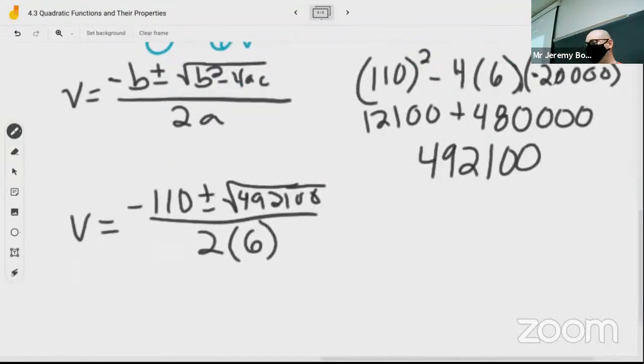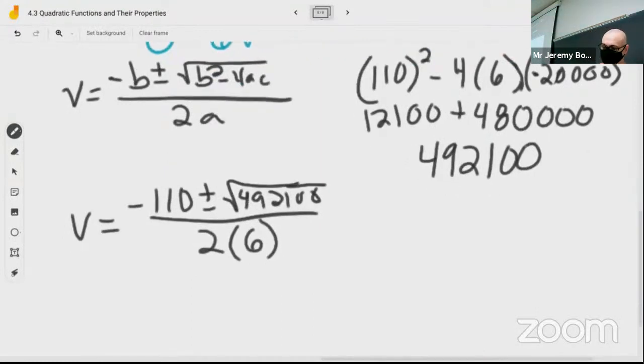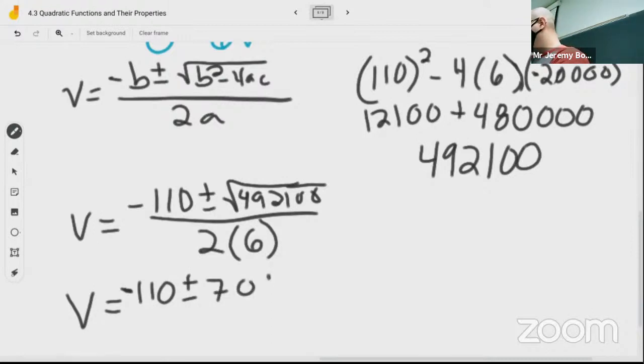Since we're not looking for an exact answer, we want to find out the speed. We don't want to tell whoever we're talking to, like, oh, it needs to be a 5 plus or minus the square root of 7. No, we're just going to plug this into our calculator. So we're going to end up with negative 110 plus or minus, and when I did that square root, I got 701.49. Let's assume we want to do just 701 over 12.